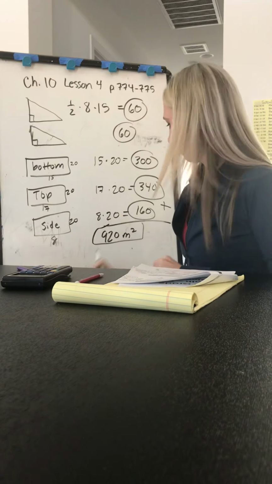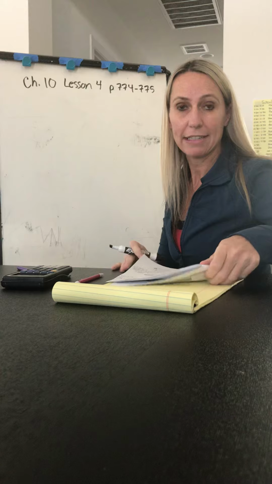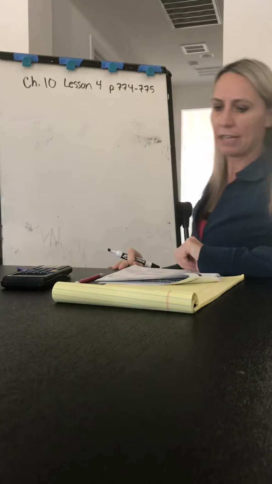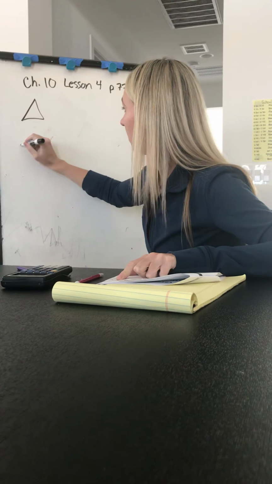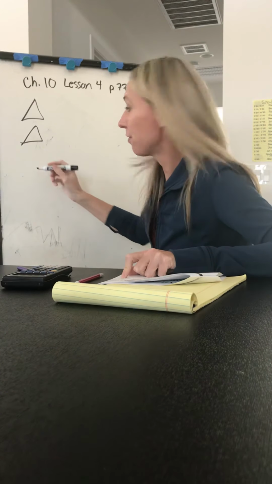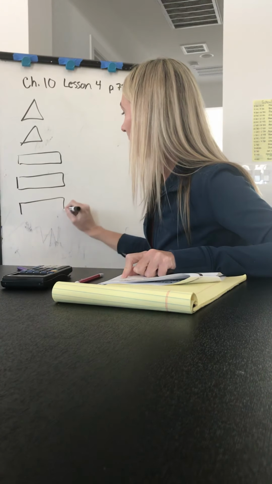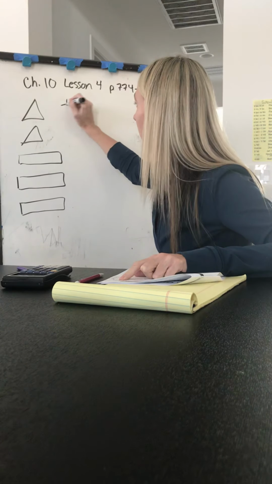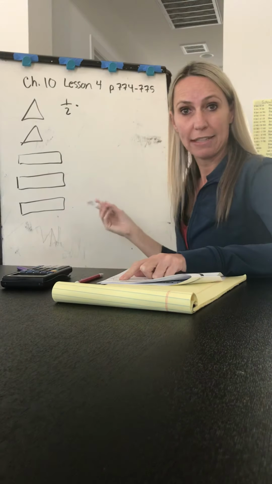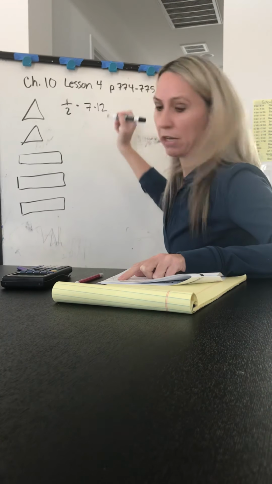Last example. Okay, this is on page 776, example 3. So this looks like a little different shape. I still have the two triangles, and then you're still going to have the three rectangles. So the first triangle, we're going to do 1/2 the base and the height. Remember, the base and height have to meet at 90 degrees. So it's going to be 7 times 12.